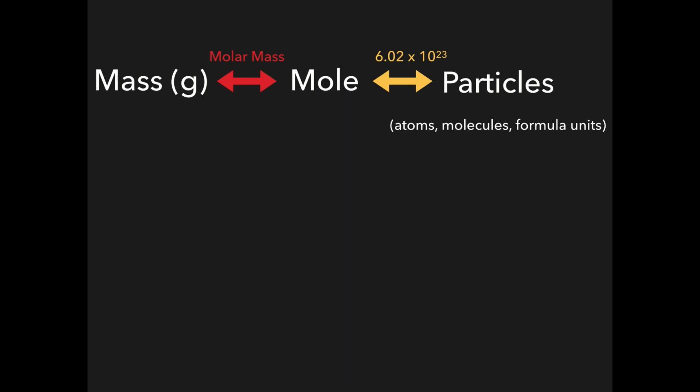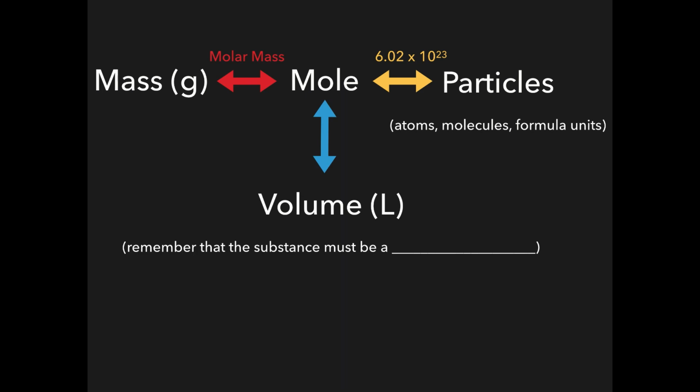The last way of measuring the quantity of a substance is volume. I can convert from moles into volume, but the one thing to note is that your substance must be a gas, and it must be a gas at STP, which is standard temperature and pressure. If it is at standard temperature and pressure, then I know that the volume of 1 mole of gas at STP, 0 degrees Celsius and 1 atmosphere, is 22.4 liters. So 1 mole is 22.4 liters.